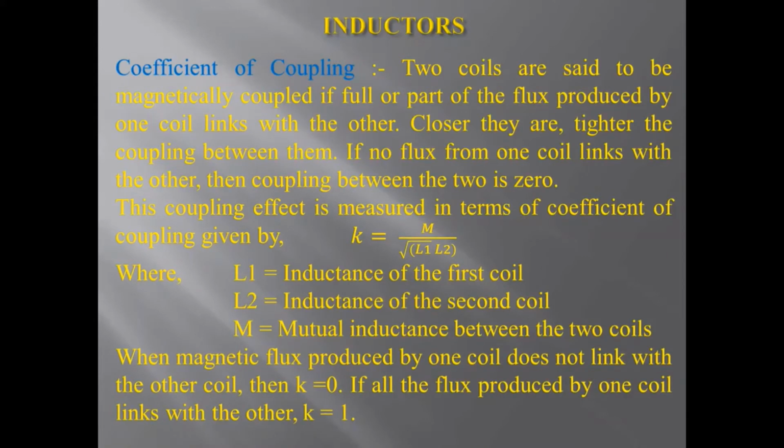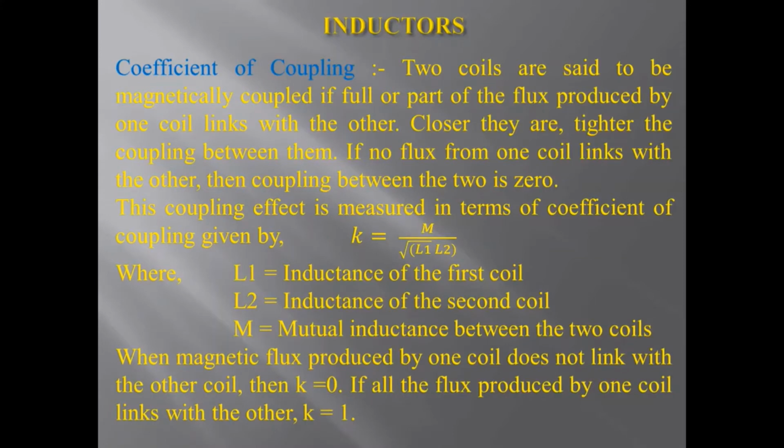The next is coefficient of coupling. The two coils are said to be magnetically coupled if full or part of the flux produced by one coil links with the other. The closer they are, the tighter the coupling between them. If no flux from one coil links with the other, then the coupling between the two is zero.